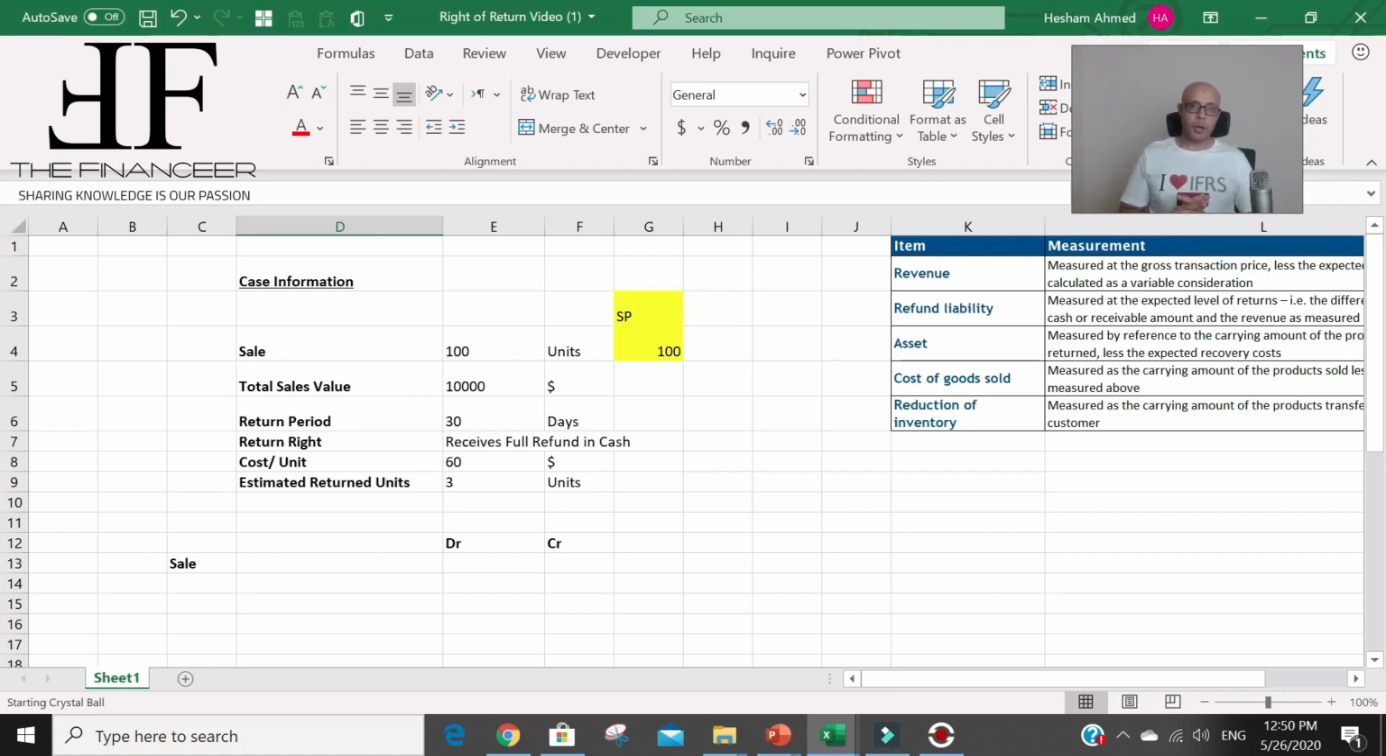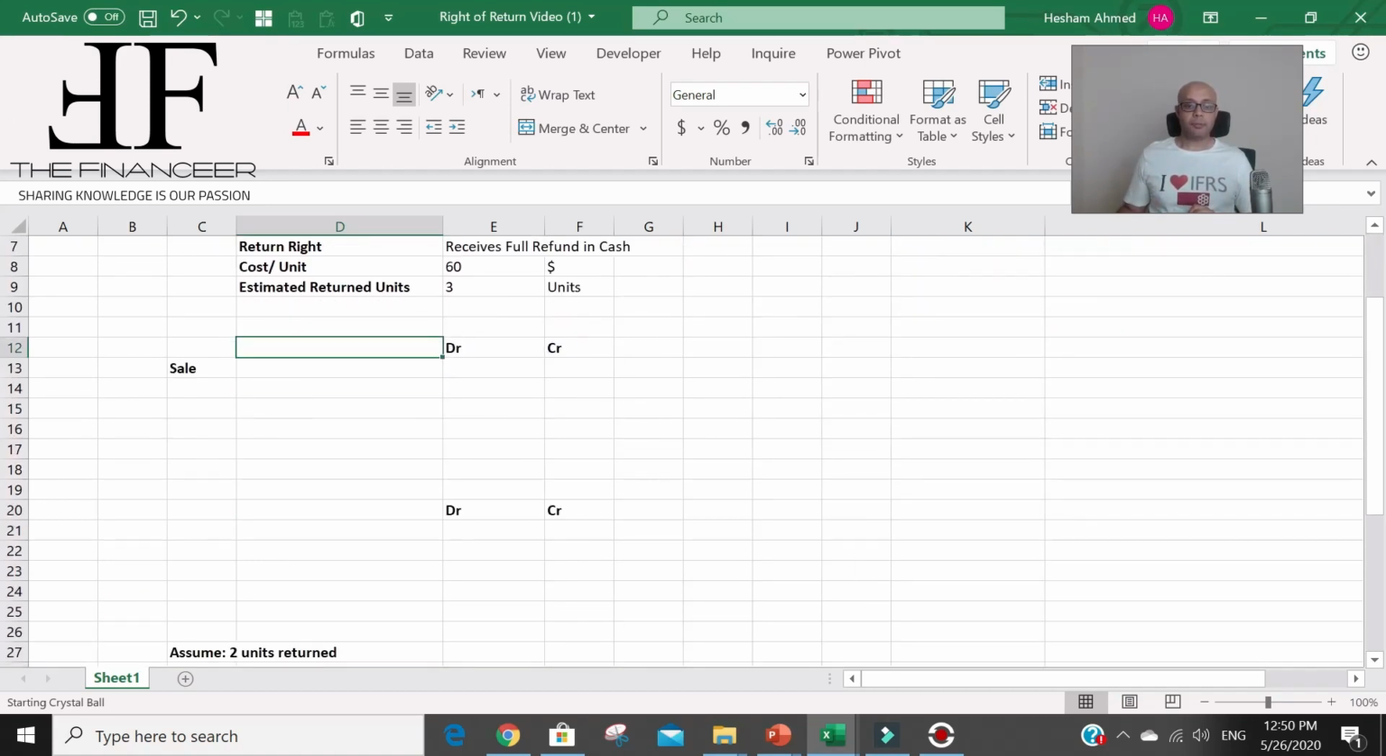Let's start with the accounting entries. On the first day, the company is going to deliver the 100 units and the customer is going to pay $10,000. The question here is, how much cash did we receive? We received $10,000. So we are going to make a debit on cash of $10,000. Cash $10,000. This is the amount that we received today. Now come to the credit.